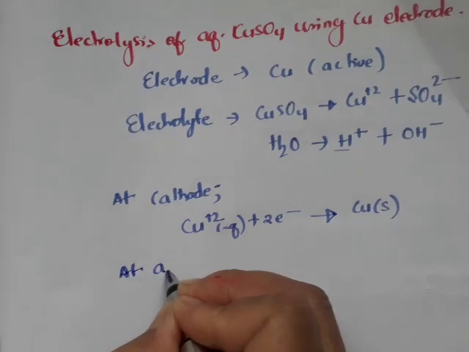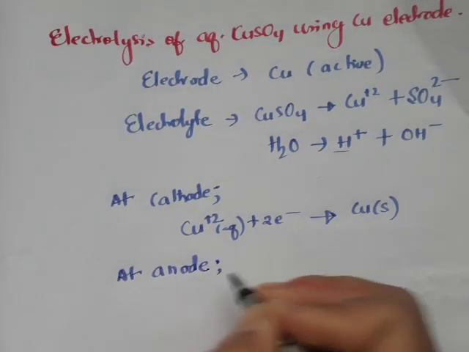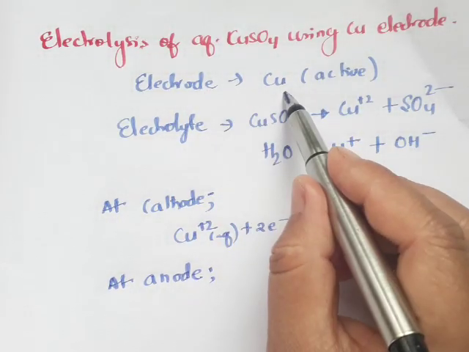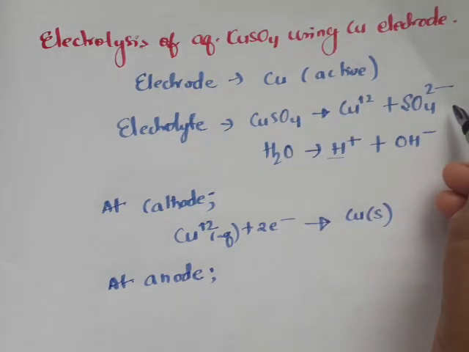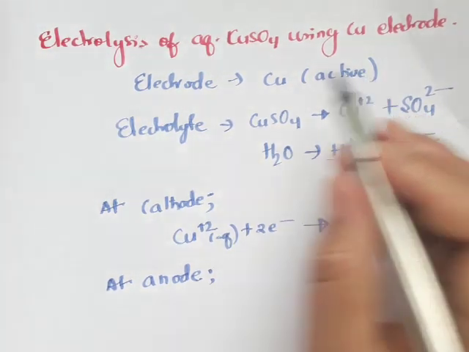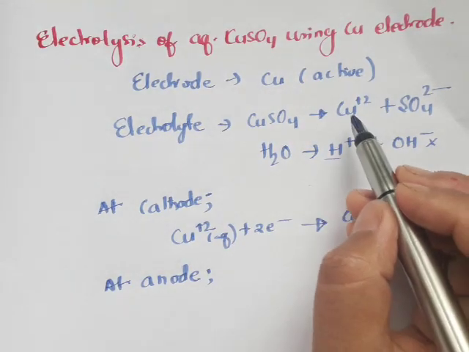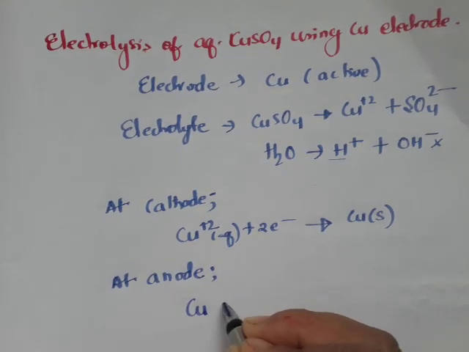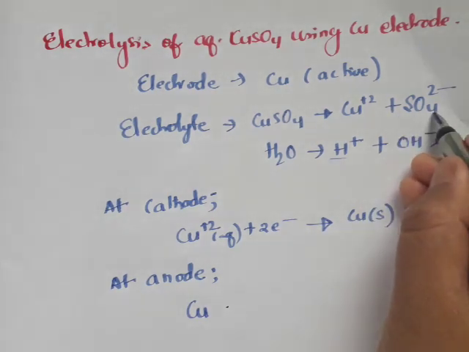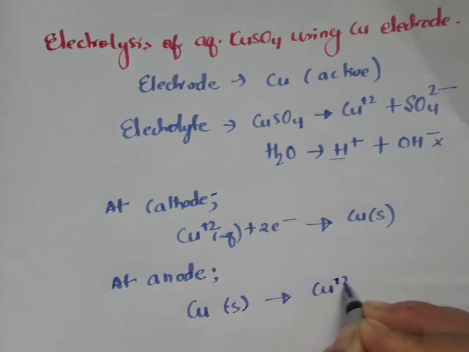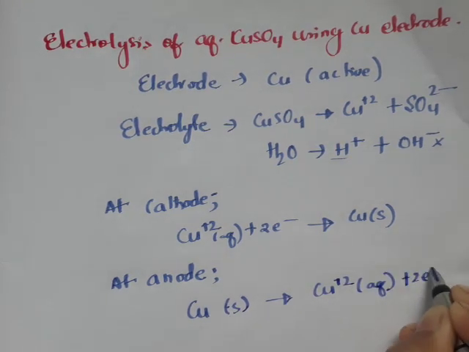Now at anode, which is your positive electrode, negative ion will migrate, so there are 2 negative ions, right? Now since your electrode is copper, which is your active, now instead of oxidation of your sulfate ion and your hydroxide ion, okay, if your electrode metal is active, now this electrode will take part in the reaction. So your anode is copper, so it's made up of copper, right? So copper will now get oxidized instead of your sulfate ion, hydroxide ion, and when it oxidizes, it gives copper ion and releases electrons.